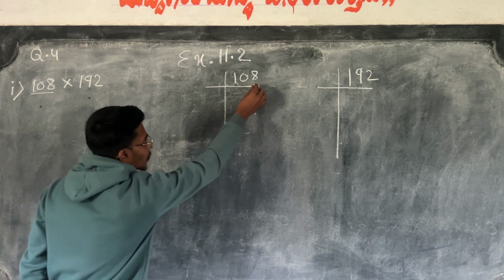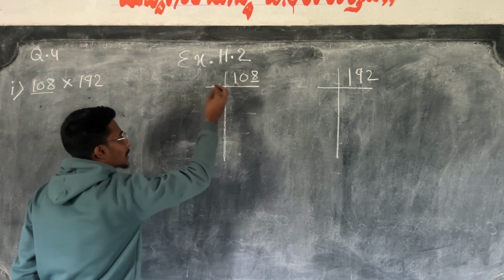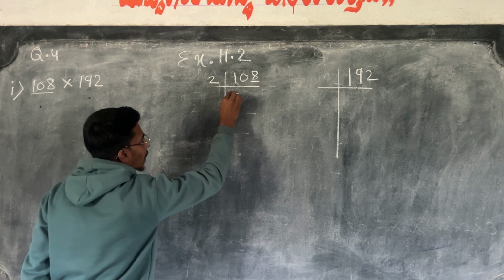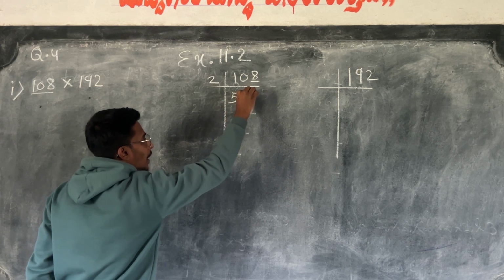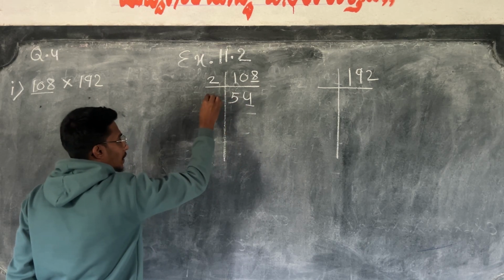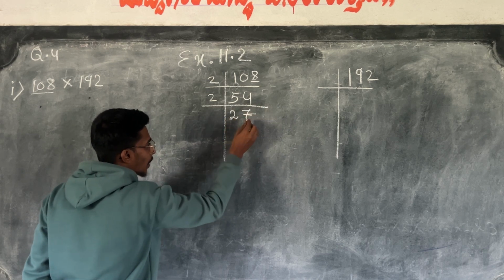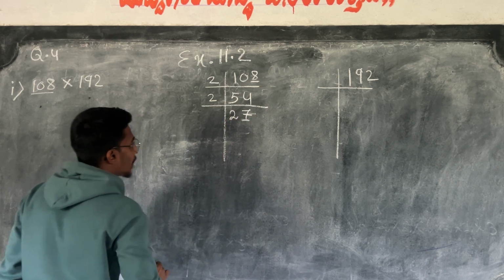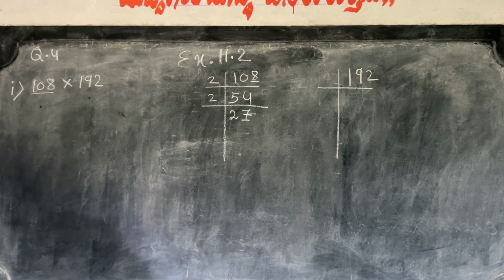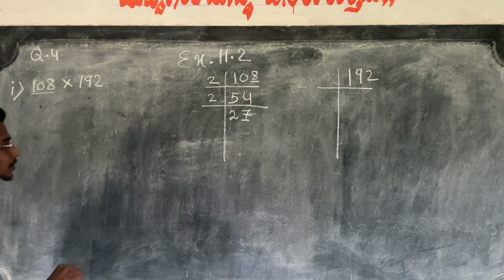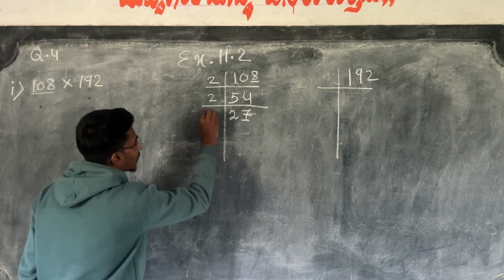You can see in the unit place there is an even number, so it is divisible by 2. 2 5s are 10, 2 4s are 8. Again even number, so it is divisible by 2. 2 2s are 4, 2 7s are 14. In the unit place there is an odd number, so it is not completely divisible by 2. So come to the next prime number, that is our 3.